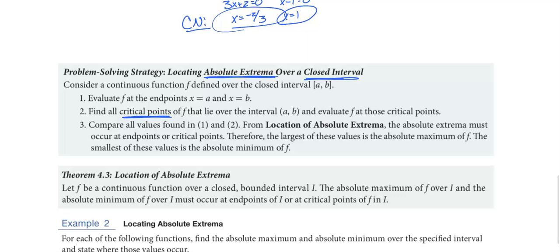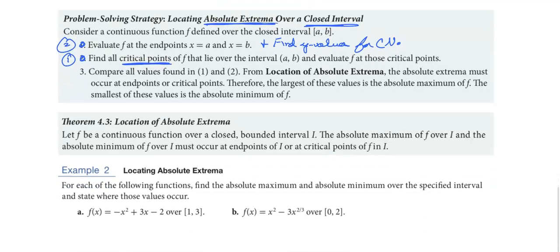And I do this in a different order. So I'm going to find all those critical points first. And then I need to find y values associated with everything. So we're going to find y values at the endpoints, and we're going to find y values for our critical numbers. And then we're going to compare. The biggest y value is going to be the maximum, and the smallest y value is going to be the minimum.